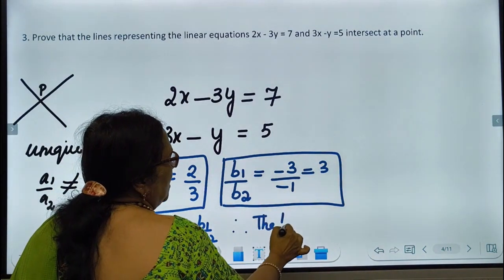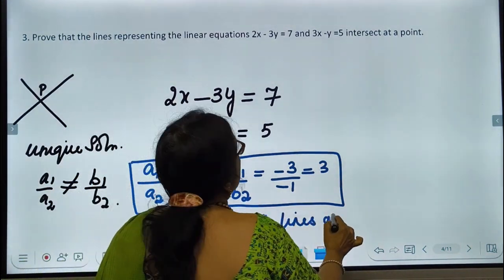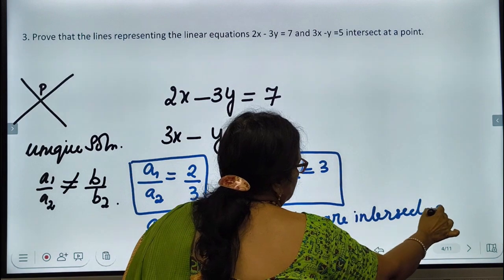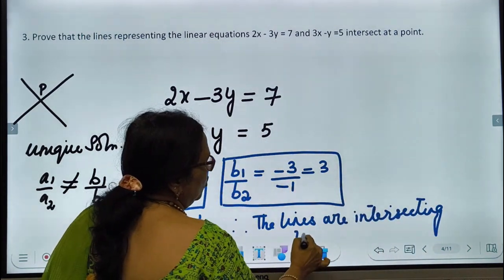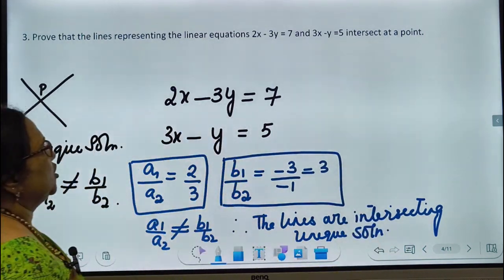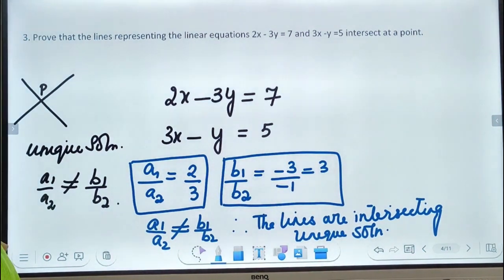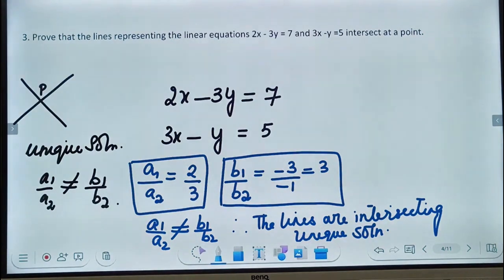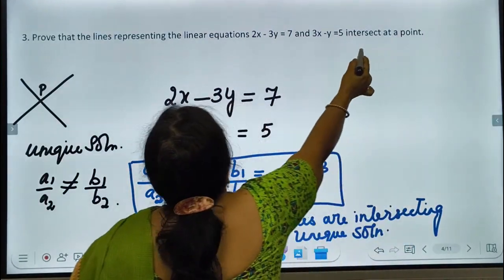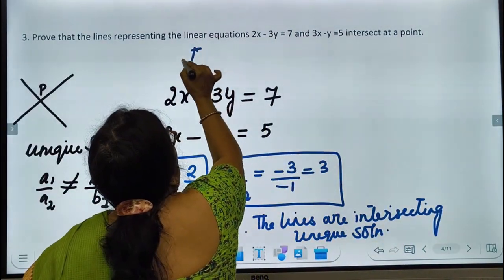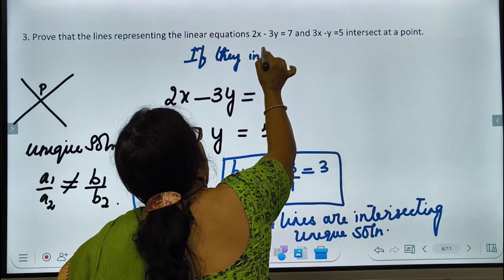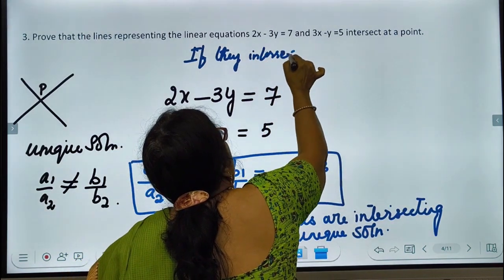Therefore, the lines are intersecting at a point and they will have a unique solution. Is it clear? If you are also asked to find the solution, what will you do? You will have to solve the two equations. Let us also find it. Apart from this, we can ask one more question: if they intersect, find the point of intersection.